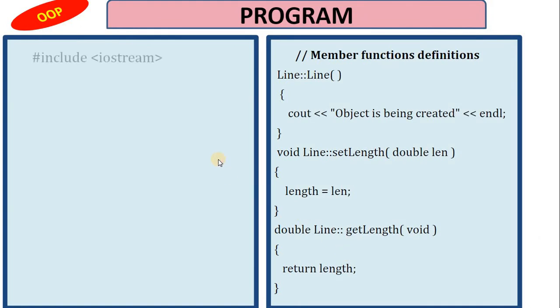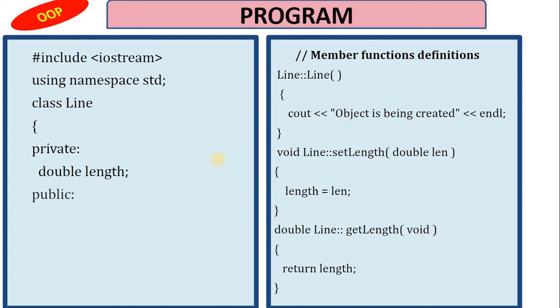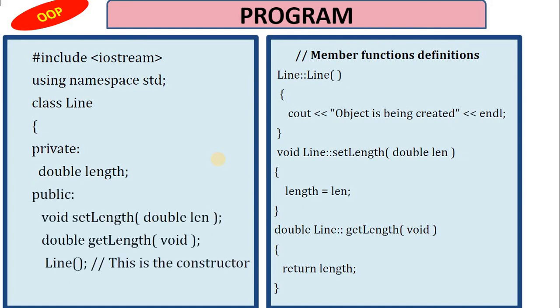Now we will see the program over here. #include, we are writing class Line, and for class Line we have declared a double length as a data member. We have three functions: the setLength function, the getLength function, and third, a constructor. This constructor is used to initialize the length value to 0, or it just displays a message that an object is being created. While defining, we have declared the constructor inside the class, so it needs to be defined.